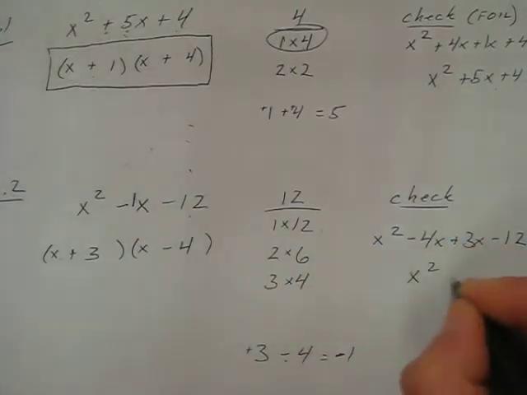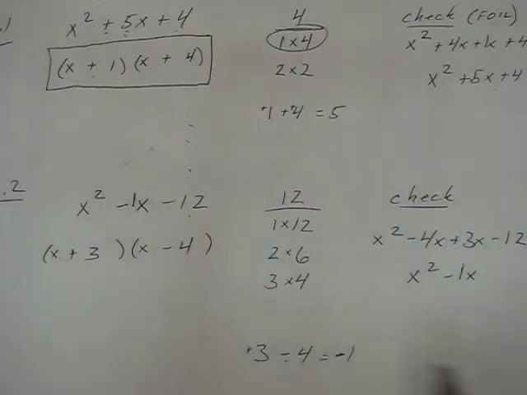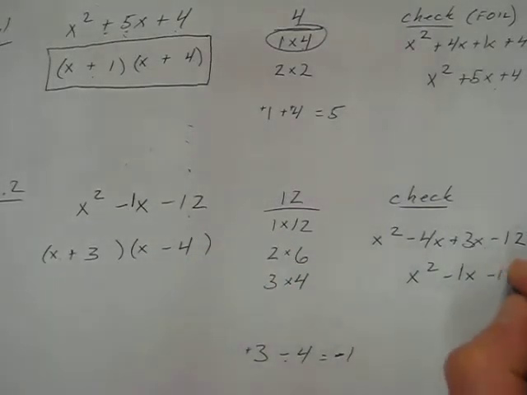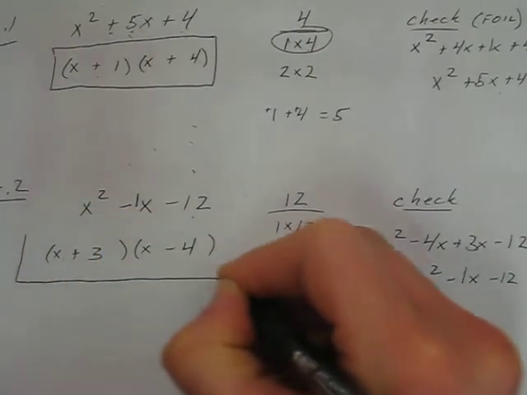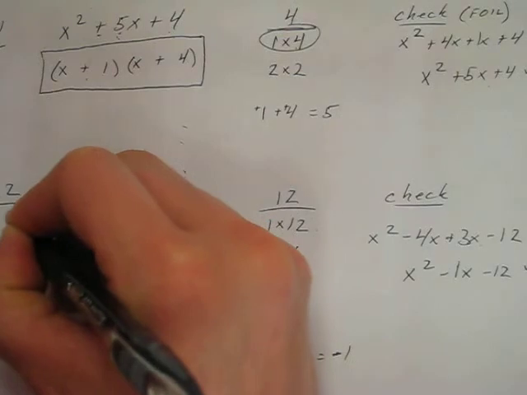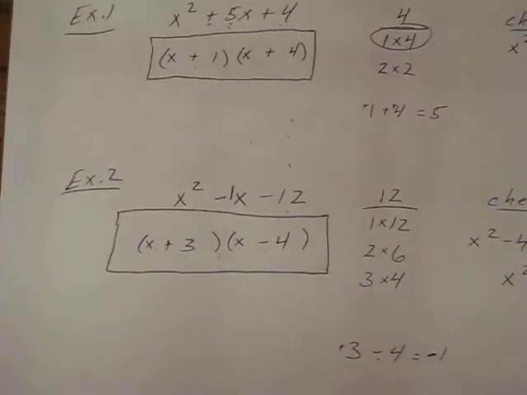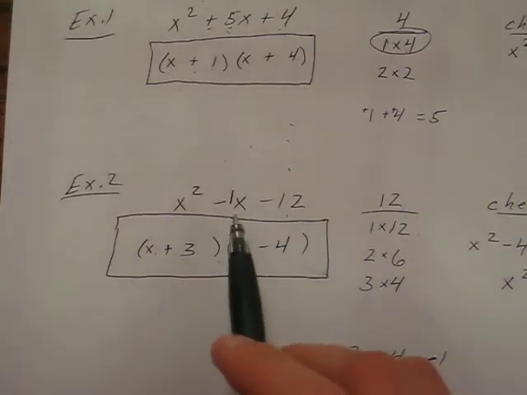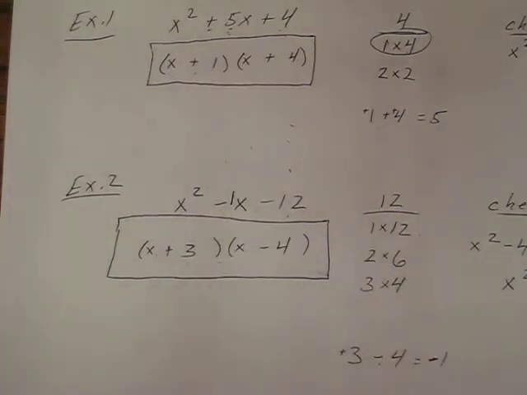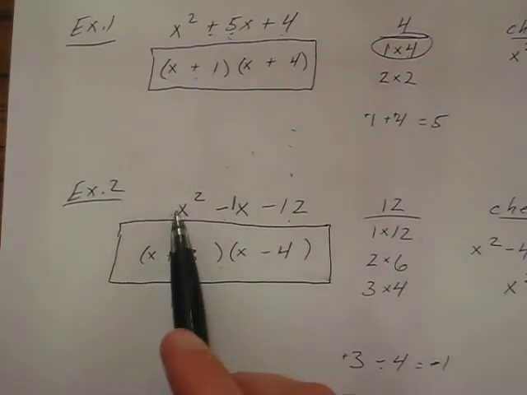Then you combine these middle terms and you get x squared minus 1x, which is the same thing as what we started with, minus 12. So that did check. So that tells you that this is your factor pair. If you just remember the sentence, you need to find the factors of c that combine to give b, you'll be in good shape for factoring trinomials when a equals 1.